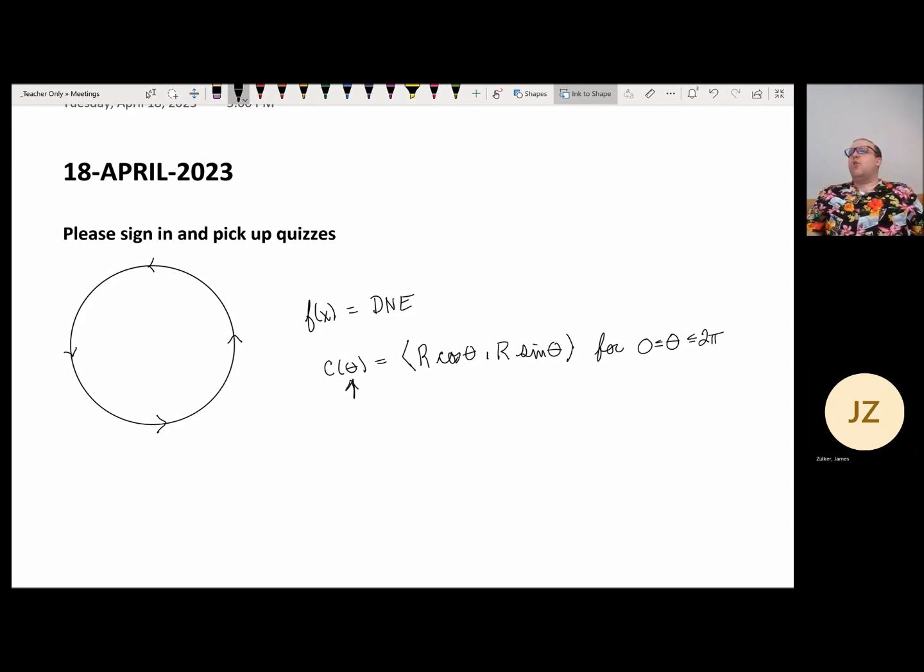That theta is called the parameter. A lot of times t is used as the parameter, and this is purely because in physics, motion is a function of time. I don't really like t for a circle. Cosine of t just doesn't look right to me. Cosine of theta, it does. So I just use theta. But it doesn't matter, it's a dummy variable. Use whatever you want.